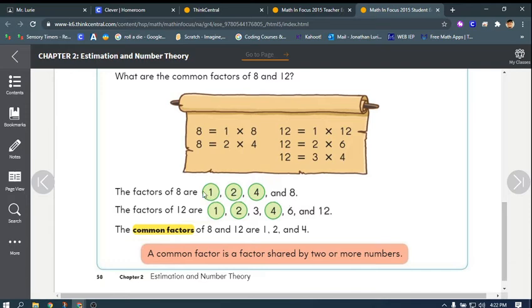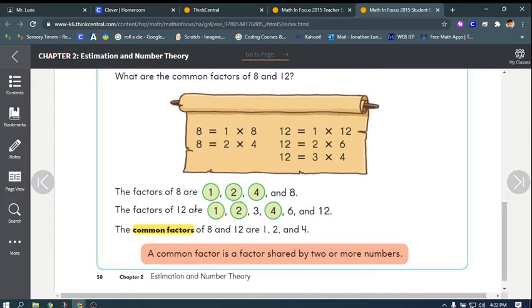I love this kind of thing. They made lists, kind of like our list before. So they made 2 lists. They made a list of the factors of 8 and the factors of 12. Once again, factors are the numbers that you multiply together to get your product, which is your answer in multiplication. So factor times factor equals product. So they listed the factors of 8: 1, 2, 4, and 8. And they listed the factors of 12: 1, 2, 3, 4, 6, 12.